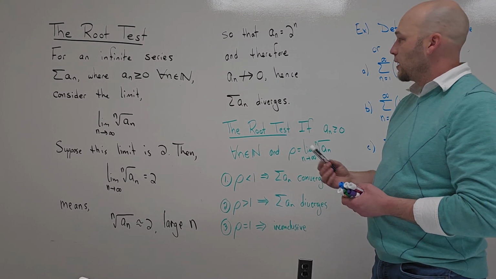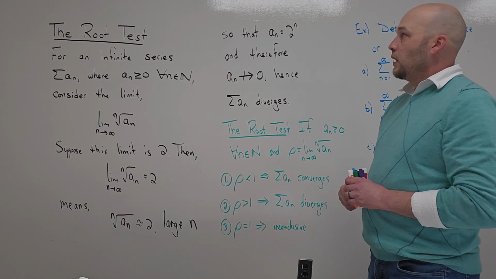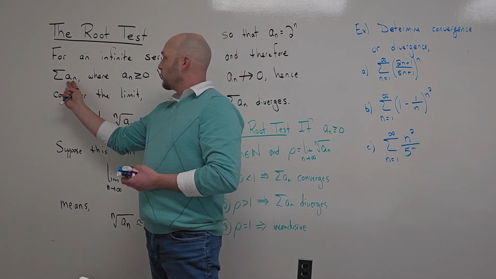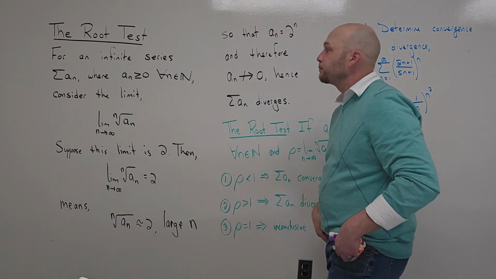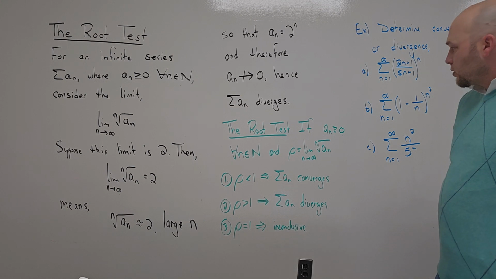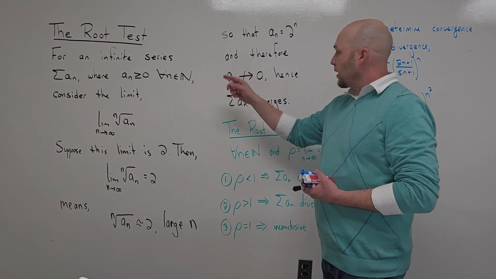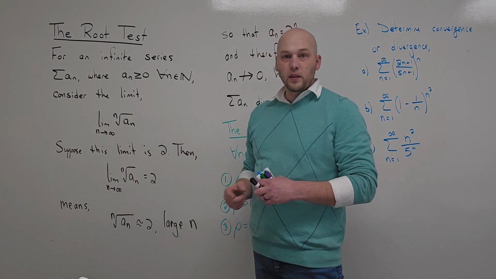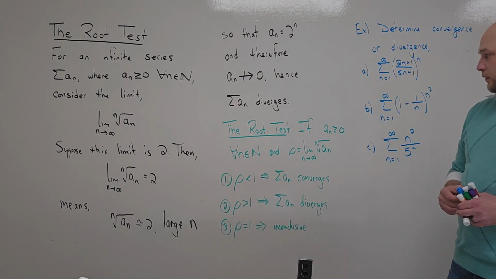Remember, the divergence test says that one of the requirements for a series to converge is that these terms must go to 0. That's not sufficient, but that is a requirement. Okay, so the root test. This is in the particular case that the limit at infinity of that expression is 2. Well, what about the other cases? So that's the context of the root test.